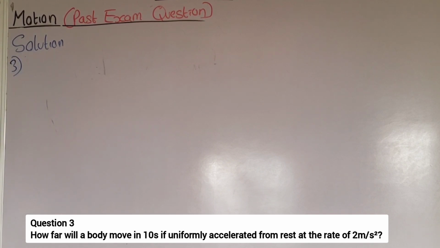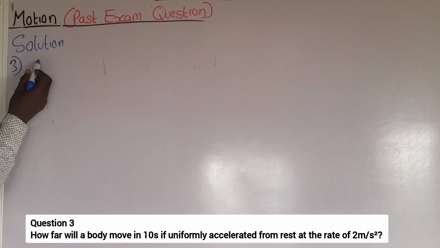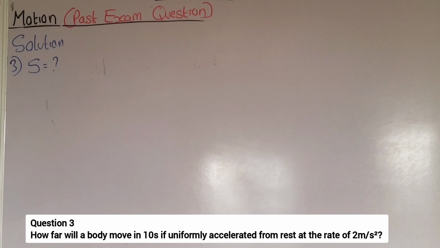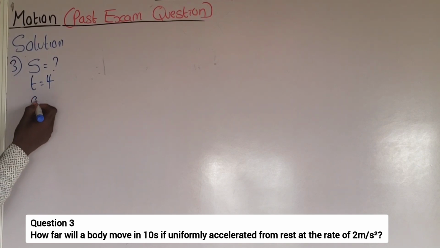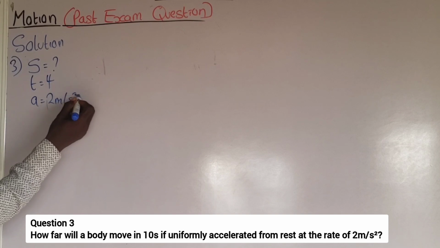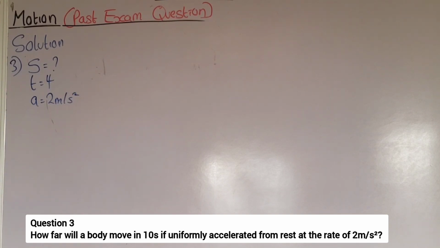Now look at the first statement. How far? How far means what is the distance, you understand? So the first parameter is what you are looking for, that is distance. How far will a body move in 4 seconds? t equals 4. Uniformly accelerated from rest at the rate of 2 meters per second squared, so acceleration is 2 meters per second squared. Uniformly accelerated from rest means u is 0, because the body is at rest. So here u equals 0.